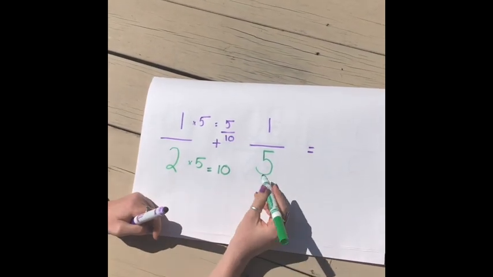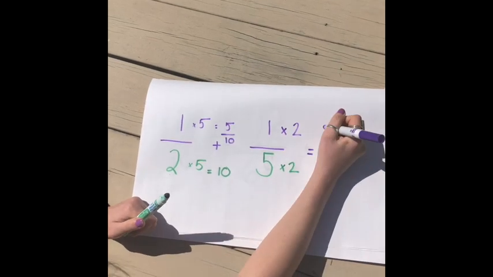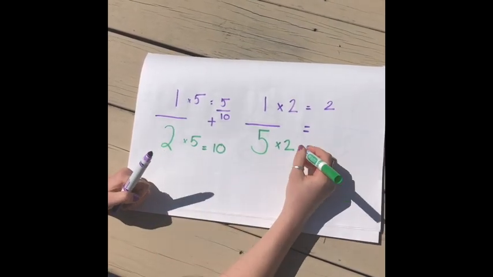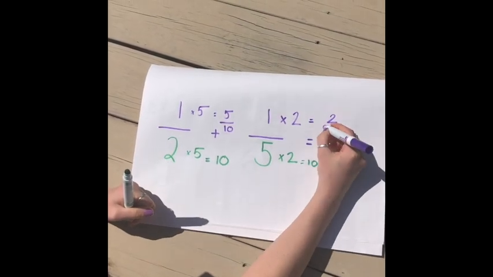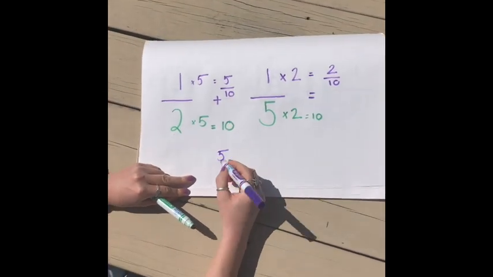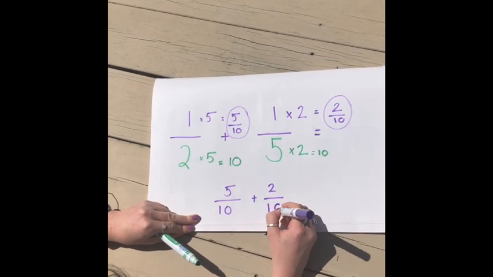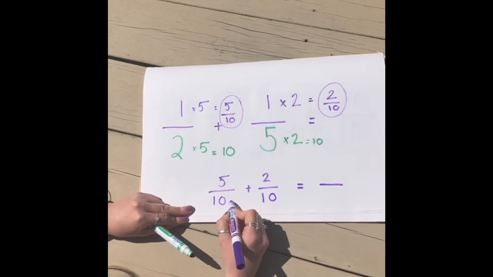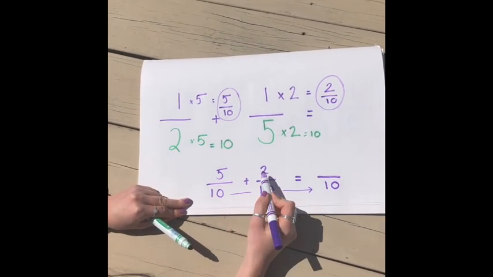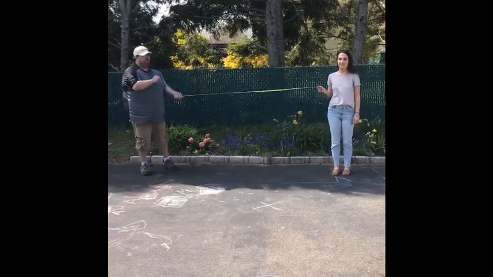And then over here, we'll have to multiply that by 2, times 2, and this one times 2, which equals 2 times 1 is 2, and 5 times 2 is 10. So that would be 2/10. So we can even go down here. I'll just use purple. 5/10 plus 2/10 equals, we're going to carry over the common denominator and add these two, 5, 6, 7. So that would be 7/10.